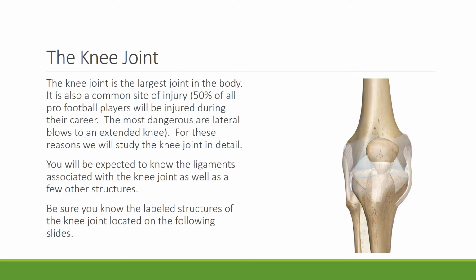The knee joint is the largest joint in the body. It is also a common site of injury. About 50% of all pro football players will be injured during their career. The most dangerous blows are lateral blows to an extended knee. For these reasons, we're going to study the knee joint in detail. You will be expected to know the ligaments associated with the knee joint as well as a few other structures. Be sure you know the labeled structures of the knee joint located on the following slides.